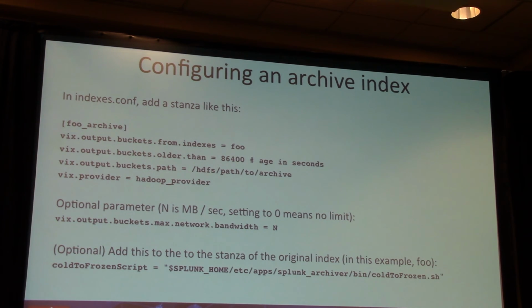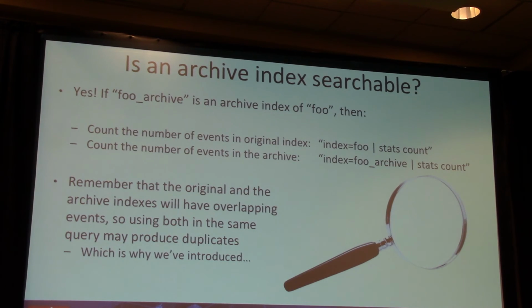In those cases, you can specify this script down here, which basically means that when the bucket rolls to frozen, instead of being immediately deleted, it will be renamed. The archiver still knows where to find renamed buckets when it needs them. Important thing to remember, like we've already specified, this archive data still remains completely searchable using Hunk. Any query where before you did index equals foo, you now use index equals foo underscore archive and use pretty much any query that you used before.